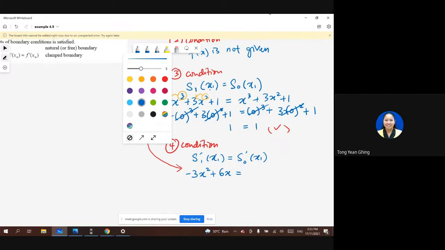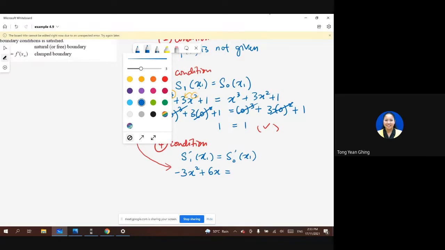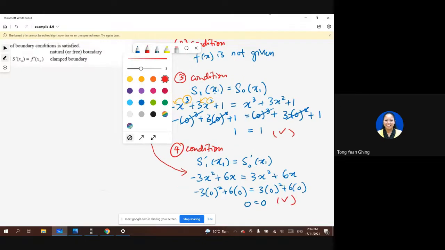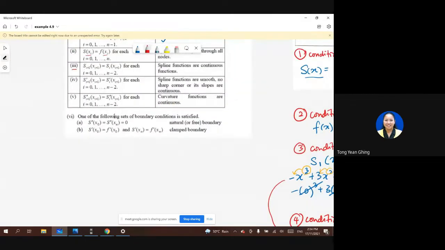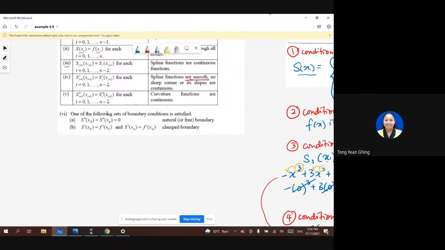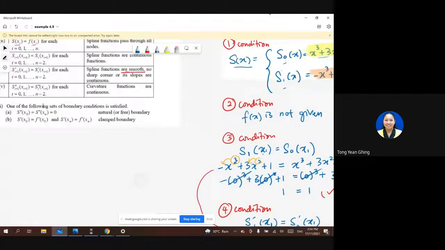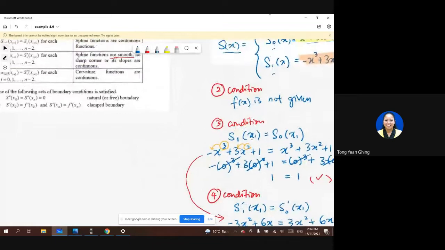Okay. So here, sama juga, cuma tak ada tanda negatif. So here become 3x squared plus 6x. So saya nak ganti masuk x1. So x1 just now is 0, right? Ganti masuk x1. So that means 0. Both are same. So sama. So apabila sama, that means at these conditions, the spline function are smooth. And then it don't have a sharp slope ataupun ni lah sharp corner.